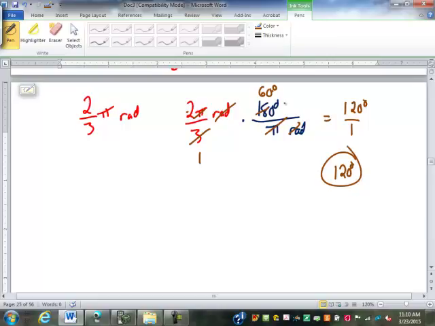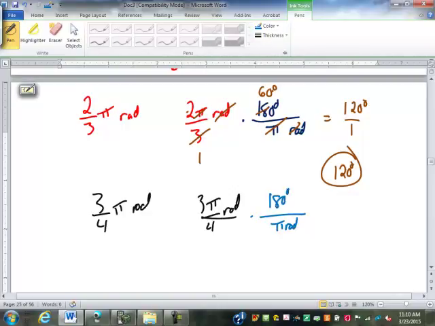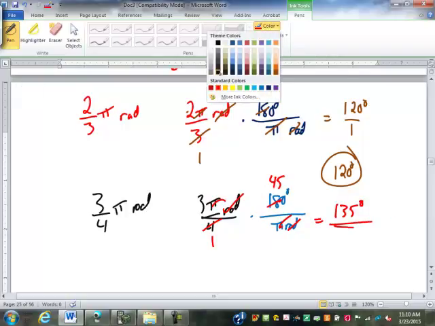Does that make sense? Kind of. You want to see another example quick before I have you try one? You good? We'll do one more. So let's say I've got 3/4 pi radians. Again, we're going to write it as 3 pi over 4. The radians are going to go on top as well. And we're going to multiply it by pi radians on the bottom, 180 degrees on top. Radians cancel, pi's cancel. 4 and 180 can cross cancel to give me 1 and 45. 3 times 45 is 135 degrees. Make sense?